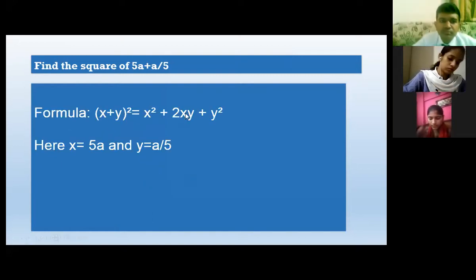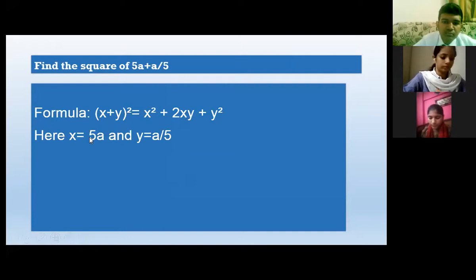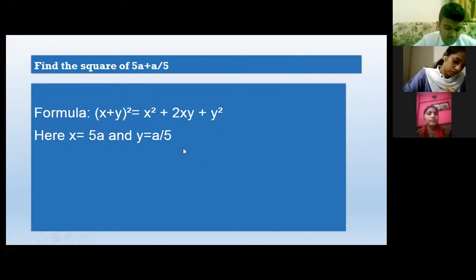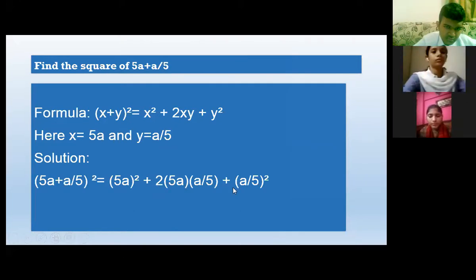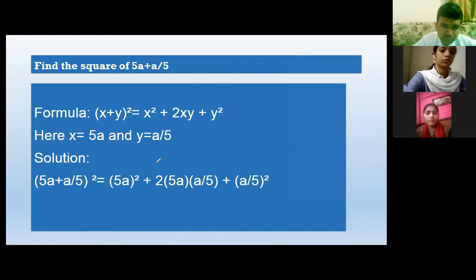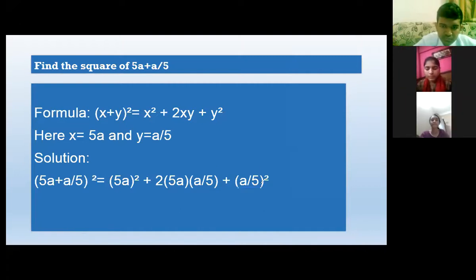Okay beta, first of all we have to apply the formula. Then we know that the first term is x and the second term is y. Now we have to put the values in the given formula. Here we get 5a whole square, then 2xy, then plus y whole square. First I am going to discuss the third term over here. Ula, Fatima, a over 5 whole square. The square is also over there, so we cannot just say a over 5. For the third term we will get a square over 25.